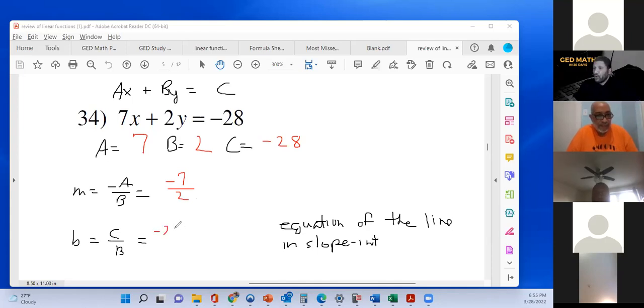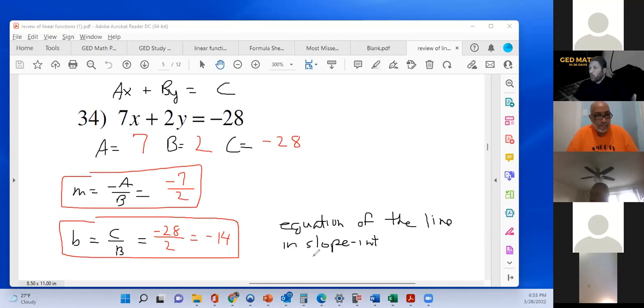To do my y-intercept, what's C? Negative 28, over B. What's B? 2. What's negative 28 over 2 reduced to in lowest terms? Negative 14. So if I know my slope is negative 7/2 and my y-intercept is negative 14, what would be my equation of the line in slope-intercept form? The equation must start with what? Y equals negative 7 over 2, negative 14. What's next?